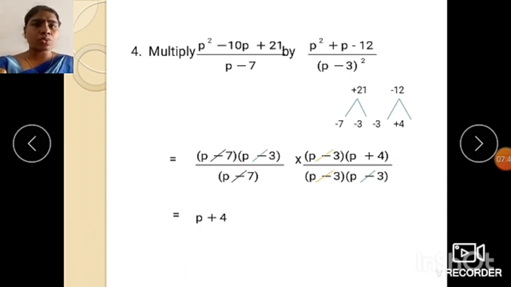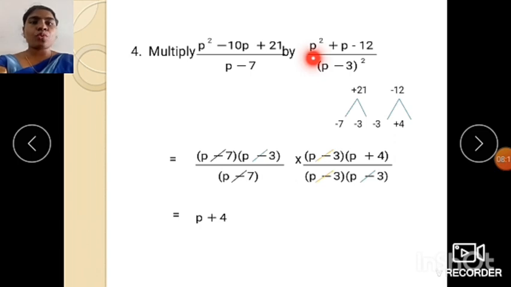What will be the factors of 21? When I multiply two numbers, I should get plus 21. When I add, I should get minus 10. It depends upon the sign. So minus 7, minus 3. Minus 7 into minus 3 will give you plus 21, and minus 7 minus 3 will give you minus 10. So the factorization of this expression is p minus 7 into p minus 3. And write the denominator as it is.